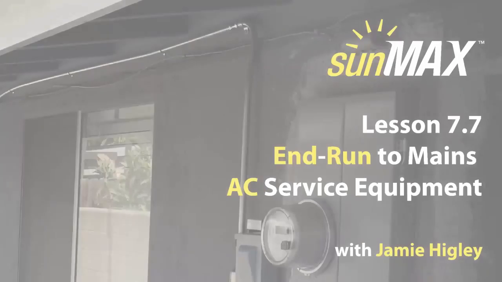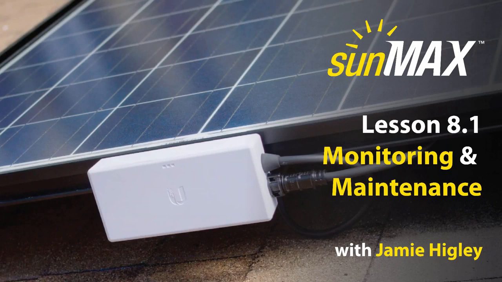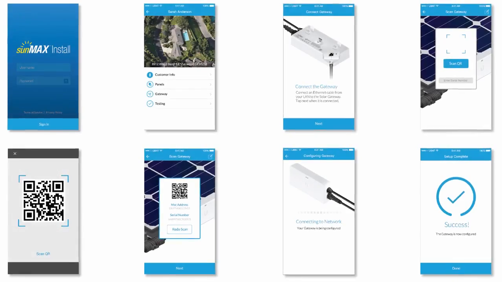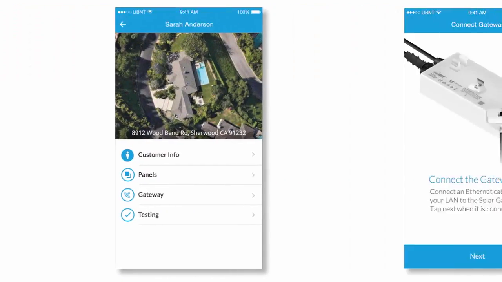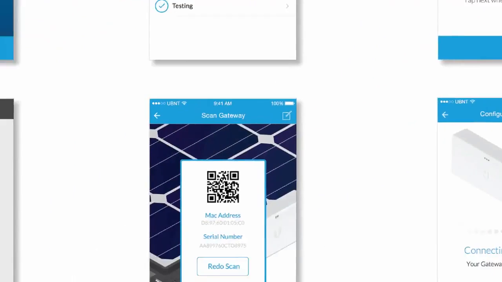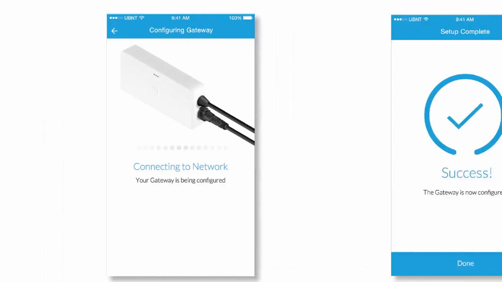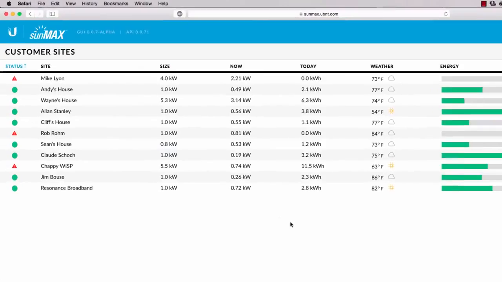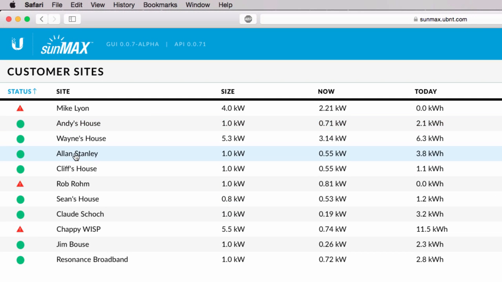Lesson 8.1 SunMax Site Monitoring. Before you can monitor a customer's site, you'll need to complete your first installation using the SunMax mobile apps for Android or iOS. Customer sites are listed and can be sorted by column.